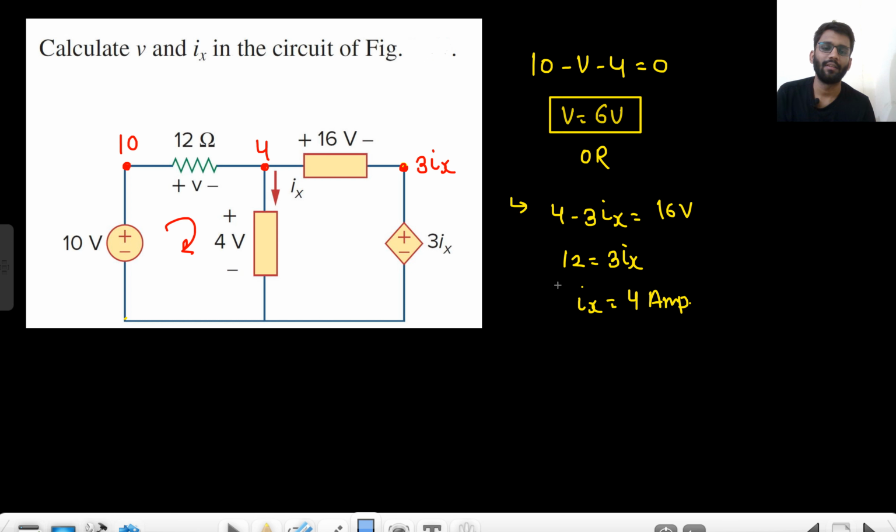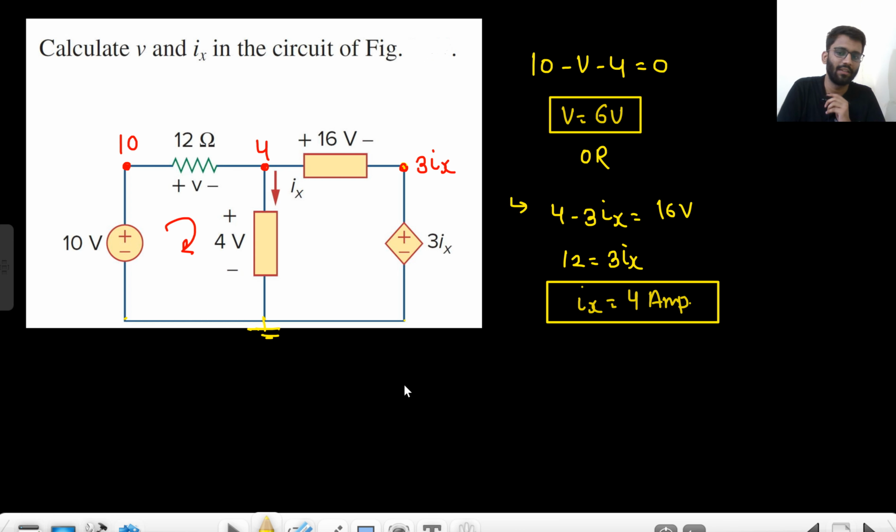Did you understand it? You can write down the potential of any node. If we have considered 0 here, this is the only 0 now. You can't say this potential can be 0. If this is 0, then this will be minus 3Ix. Only one 0 can be there in a circuit. If this is the 0, then this is 3Ix, this is 4. So 4 minus 3Ix equals 16 volt. So 3Ix is equal to minus 12 actually. So Ix is equal to minus 4 ampere actually.